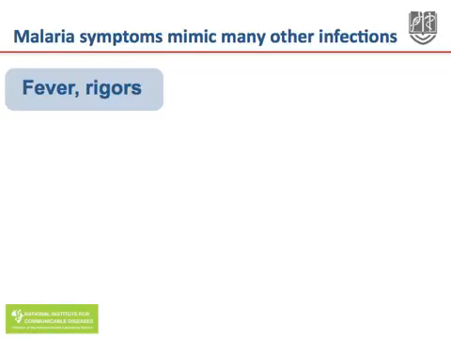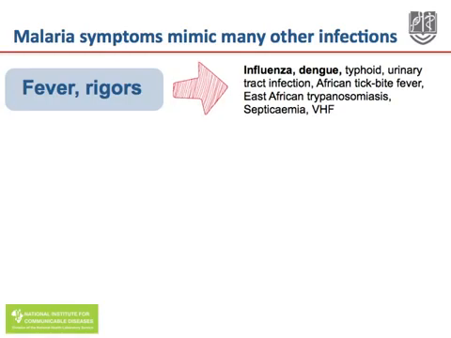Malaria symptoms mimic many other infections, and vice versa. Many diseases that are common in the same areas where malaria occurs may look like malaria. Fever and rigors occur in malaria, but they also are common features of influenza. And if you look back on patients who died of malaria, influenza was often the first, the second, the third misdiagnosis. Dengue, typhoid, African tick bite fever, and East African trypanosomiasis are important considerations in patients who develop fever and rigors who live in areas where these diseases occur.